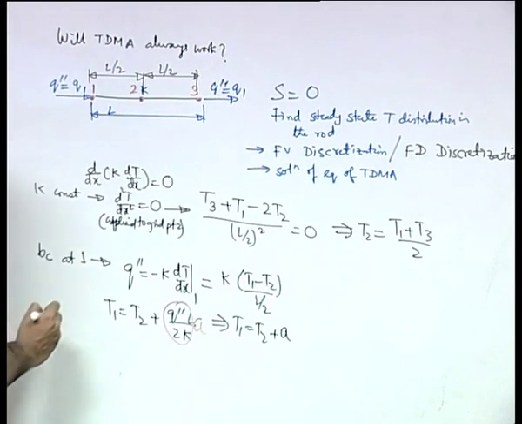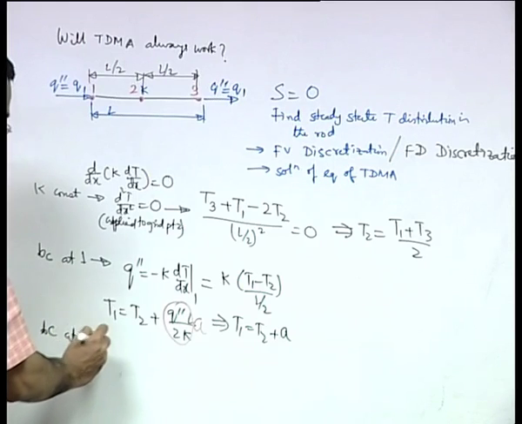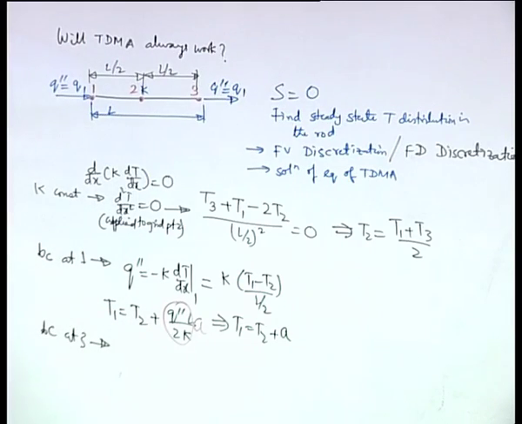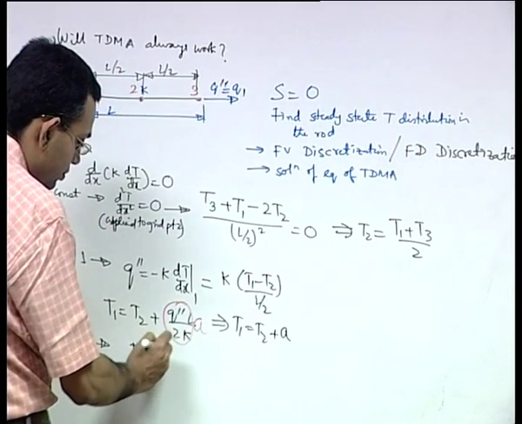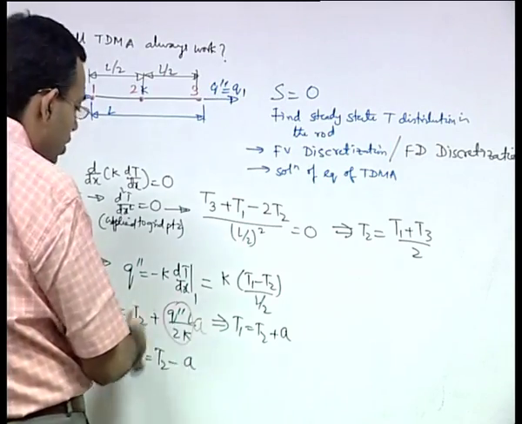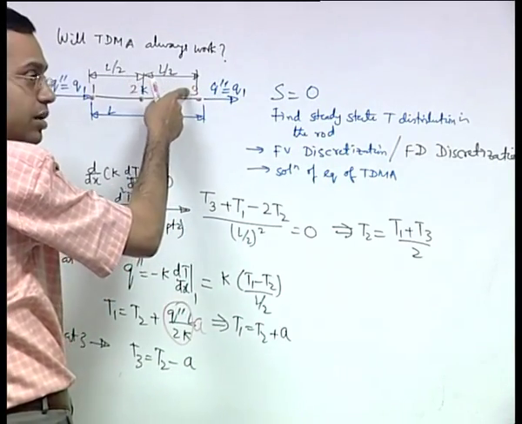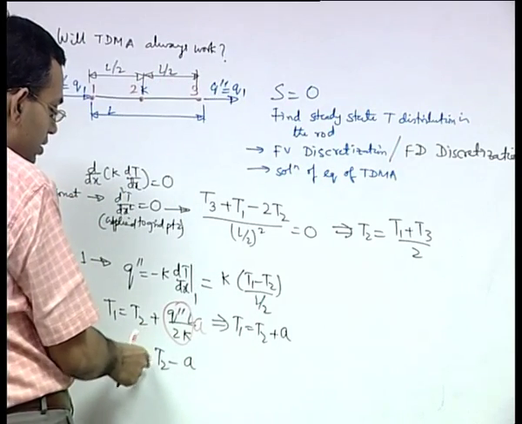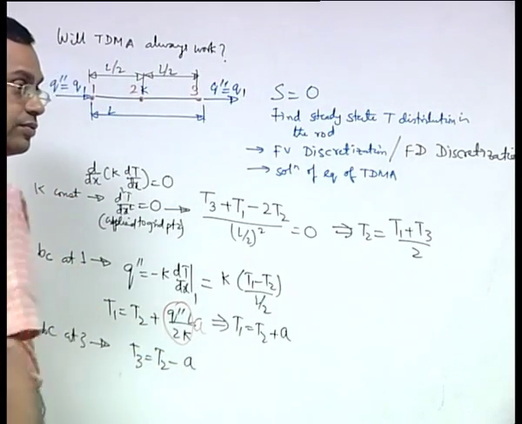Then the boundary condition at 3, in a very similar way, T3 is equal to T2 minus A. It is physically obvious because heat is being transferred from higher temperature to lower temperature. So, T3 will be less than T2.